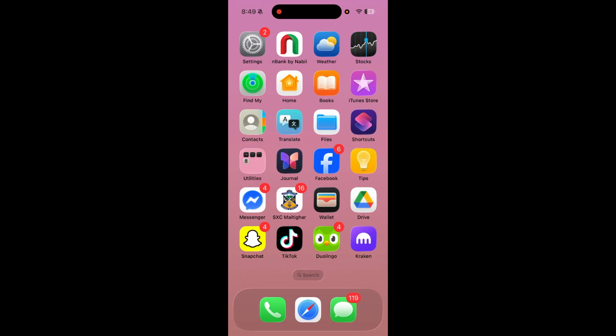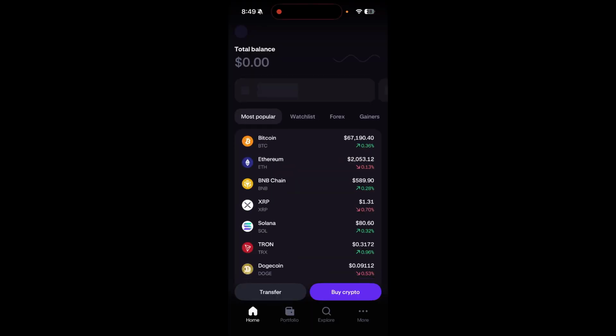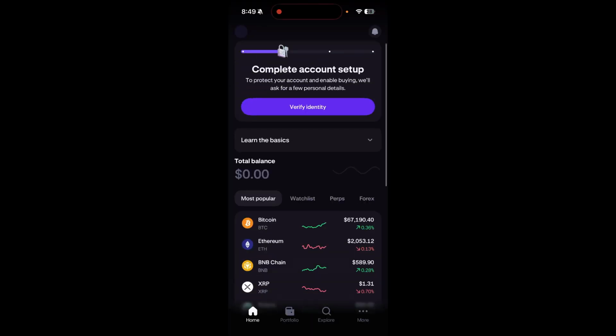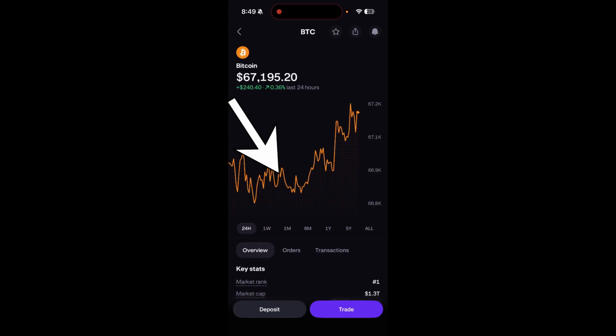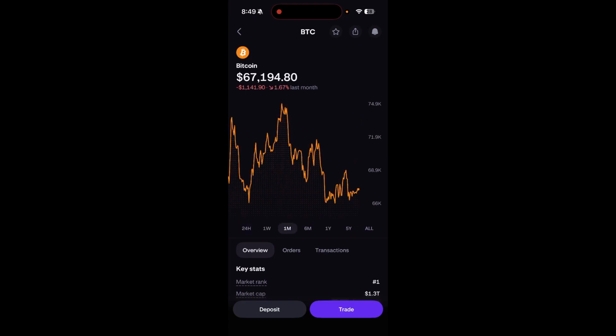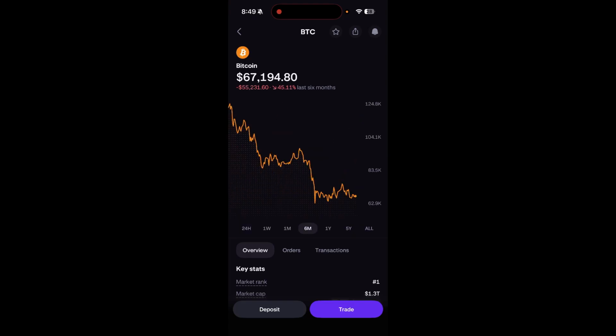So open your Kraken app and make sure to log in with your Face ID or your password as well. And over here, under the most popular coins or your cryptocurrency, select one of the currencies here. Over here you can find the chart of the cryptocurrency as well. You can also select your time frame depending on your goal. You can find 24 hours, 1 week, 1 month or 6 months as well, and identify the trend.